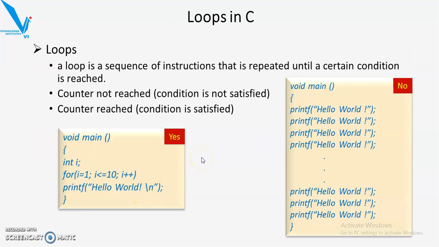Now, what is loop? Why do we require loops in C? In C programming, suppose we have to print hello world 10 times. Now what will we do? There are two methods. Either we write 10 print statements, that is printf hello world, printf hello world, and so on 10 times, which is also called the iterative method. Or we use the loop statement.